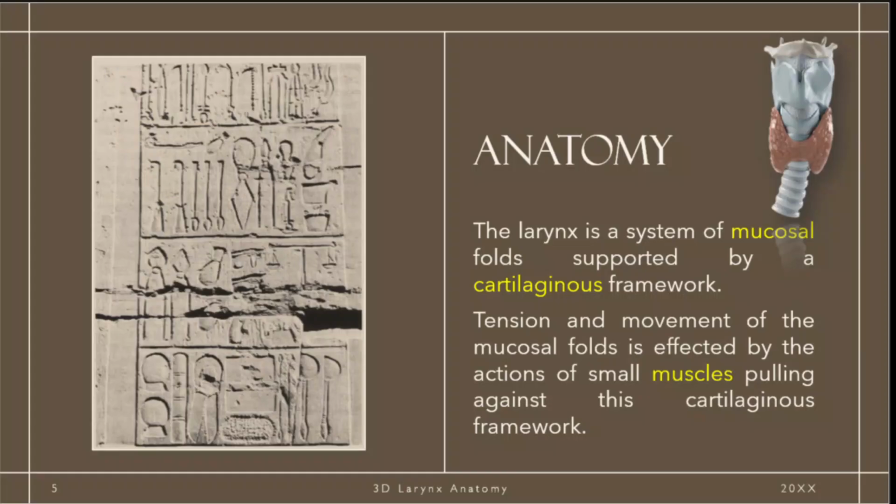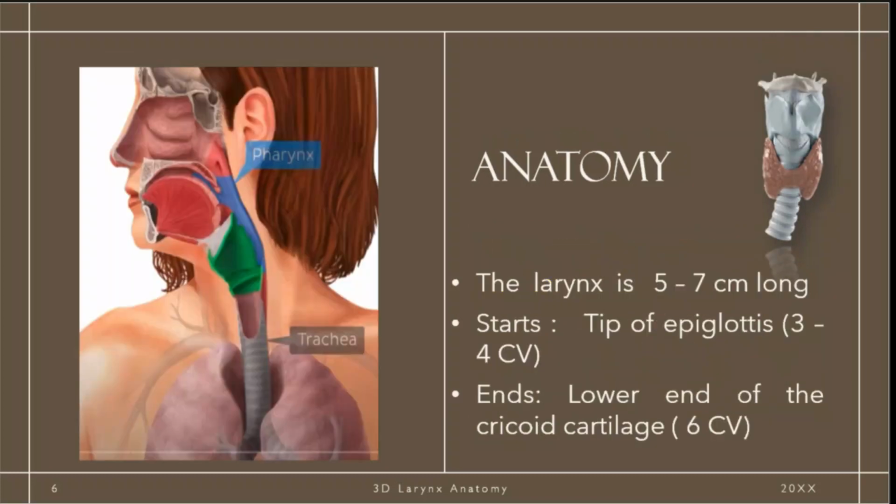So, the anatomy of the larynx. The larynx is a system of mucosal folds supported by a cartilaginous framework. Tension and movement of the mucosal folds is affected by the action of some small muscles, thus enabling us to speak and form different sounds. It's about 5 to 7 centimeters long and starts at the tip of the epiglottis. The epiglottis has two components: one is a little bit higher than the hyoid bone, and the rest is below the hyoid bone. We'll see about that later. It ends at the lower end of the cricoid cartilage, opposite the sixth cervical vertebra.